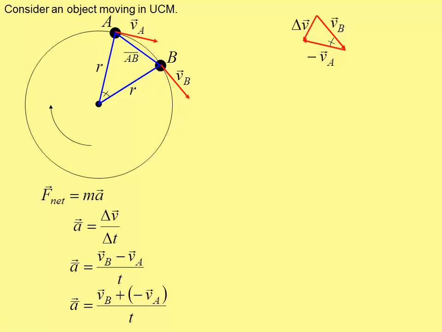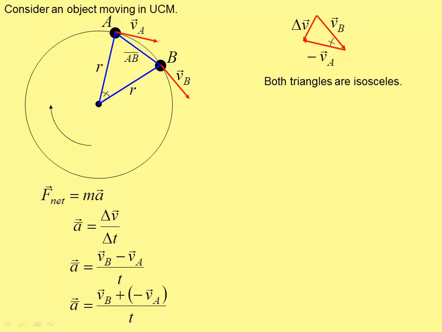Now, these are both special kinds of triangles. What kind of triangles are they? Well, they are isosceles triangles. How do I know? Well, look over here. These two sides are the exact same length. The radius is constant in a circle. And these two sides are the same length because it's moving at a constant speed, so the magnitude of the velocities are the same. So both triangles are isosceles.